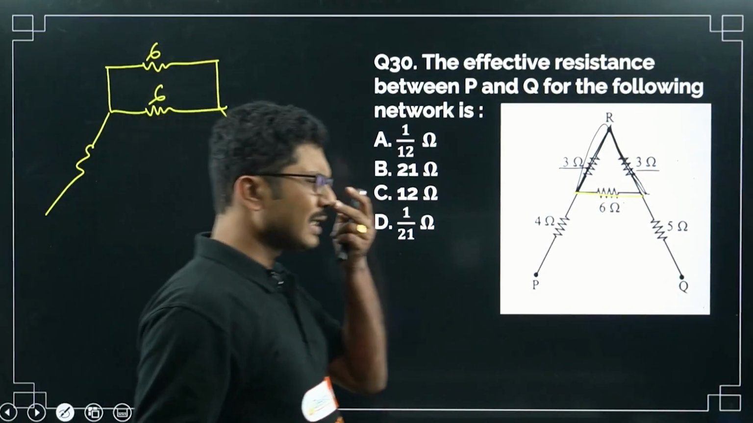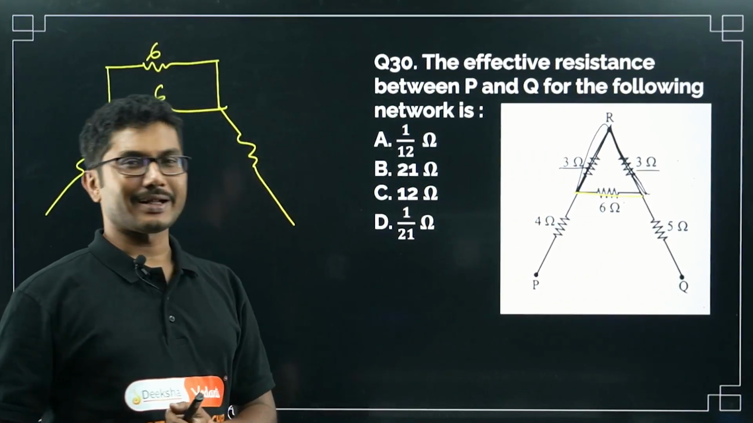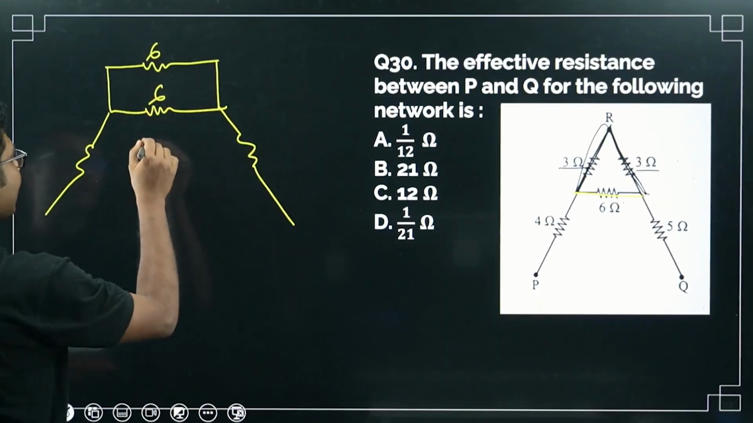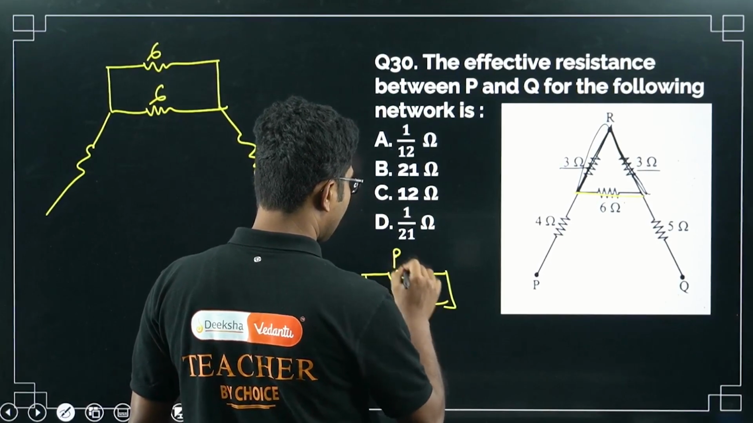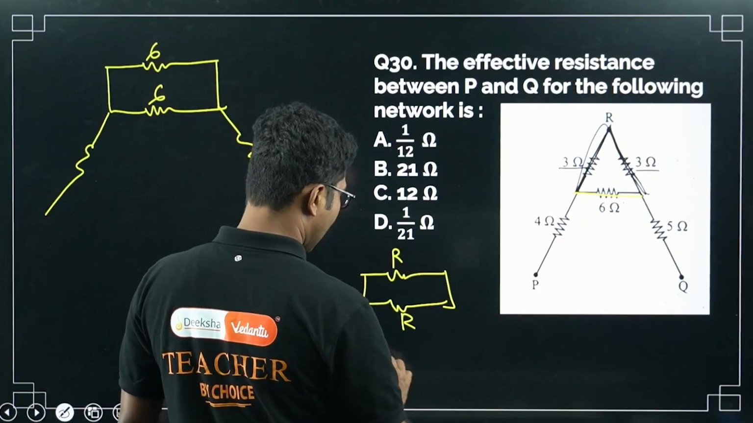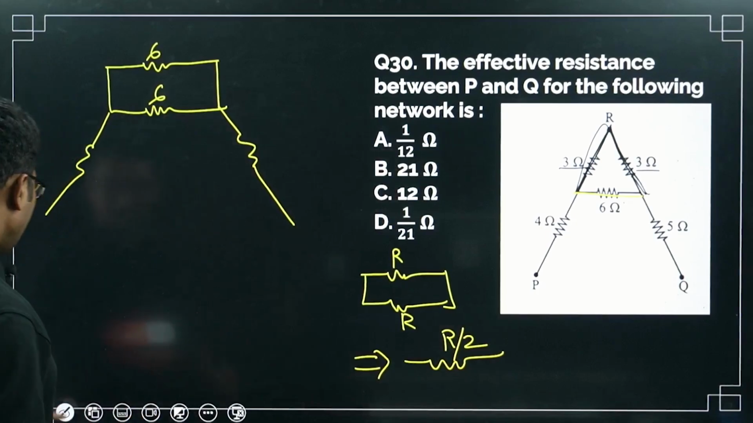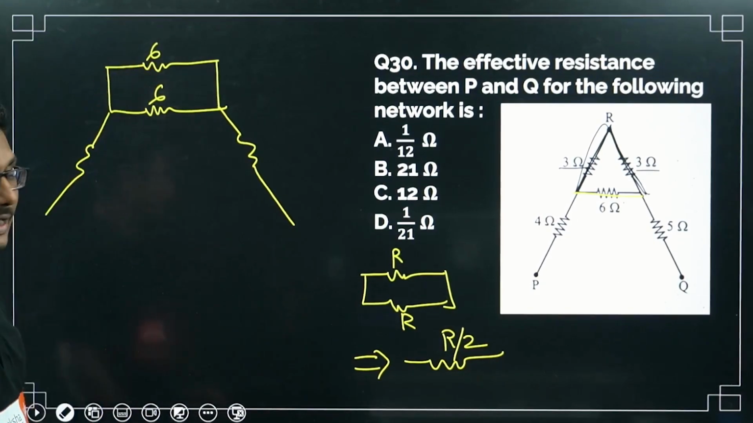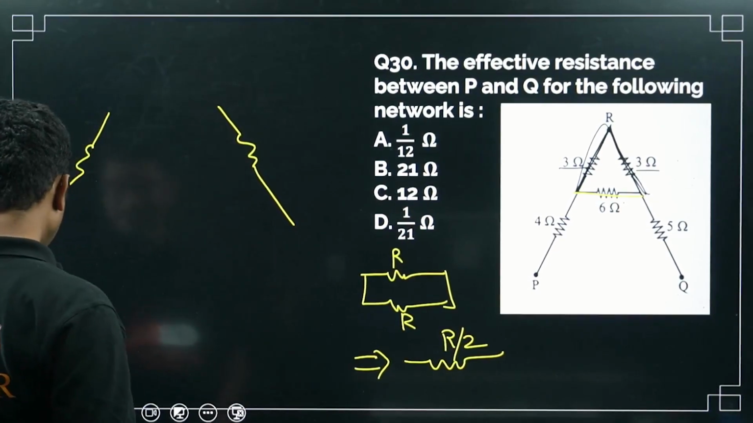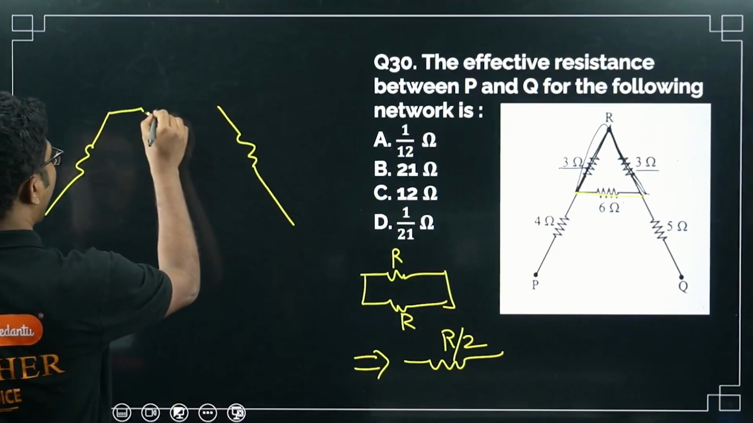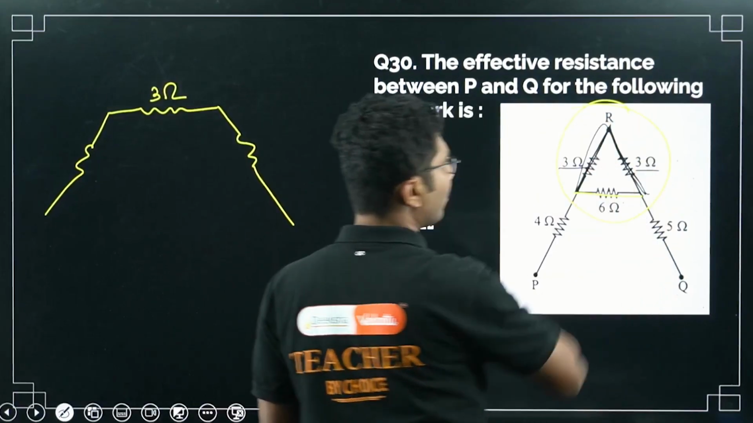Now, I told you during the class, when two equal resistances, say R and R, are connected in parallel, then their equivalent resistance will be R by 2. So 6 and 6 are connected in parallel. What will be the equivalent resistance? It will be 6 by 2, that is 3 ohm. So this entire triangle is basically 3 ohm.